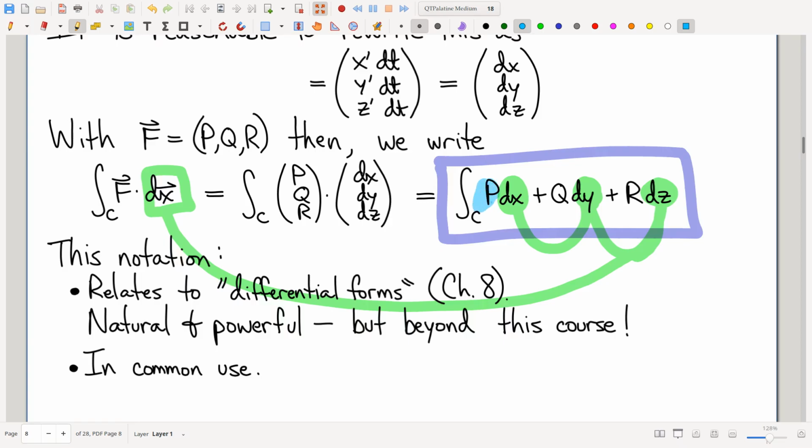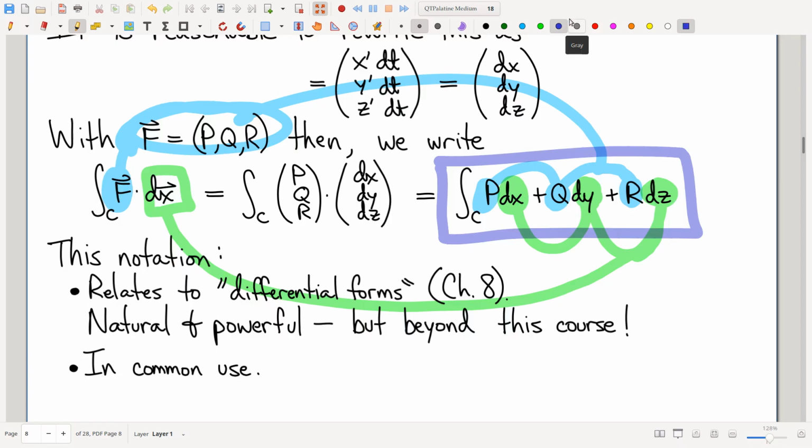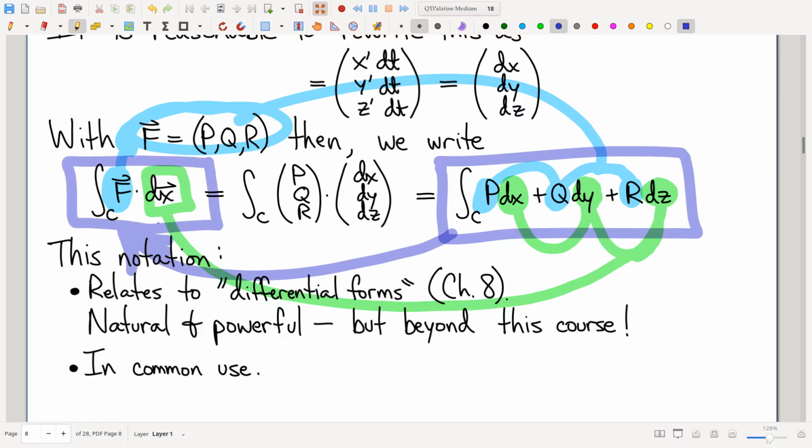And the P, Q, and R, this is just the coordinates of the vector field. With the P, Q, and R inferred as the vector field F, you can reinterpret that weird-looking notation as that vector line integral. You can just reverse this process that we went through here and interpret something like this as something like that, and specifically you can see exactly what the vector field is that you're computing a line integral of. Okay, that's really all you need to know.